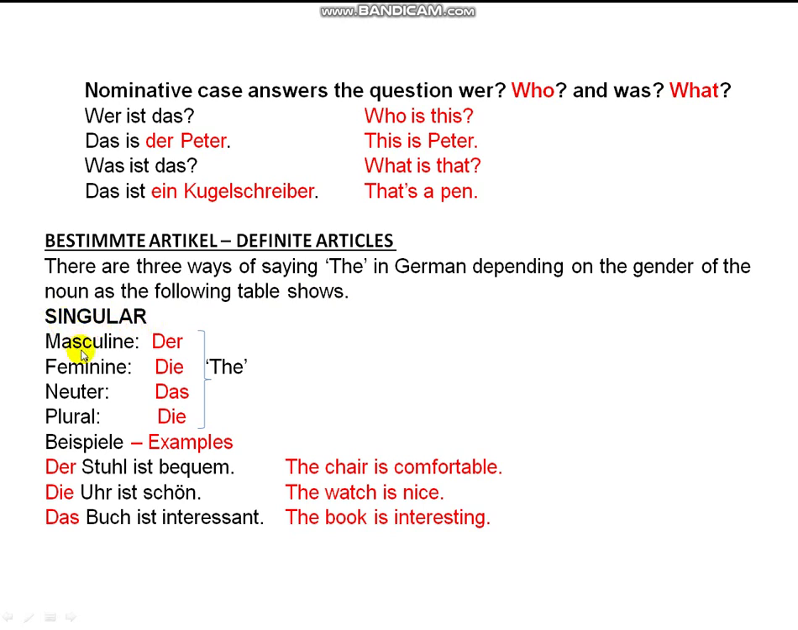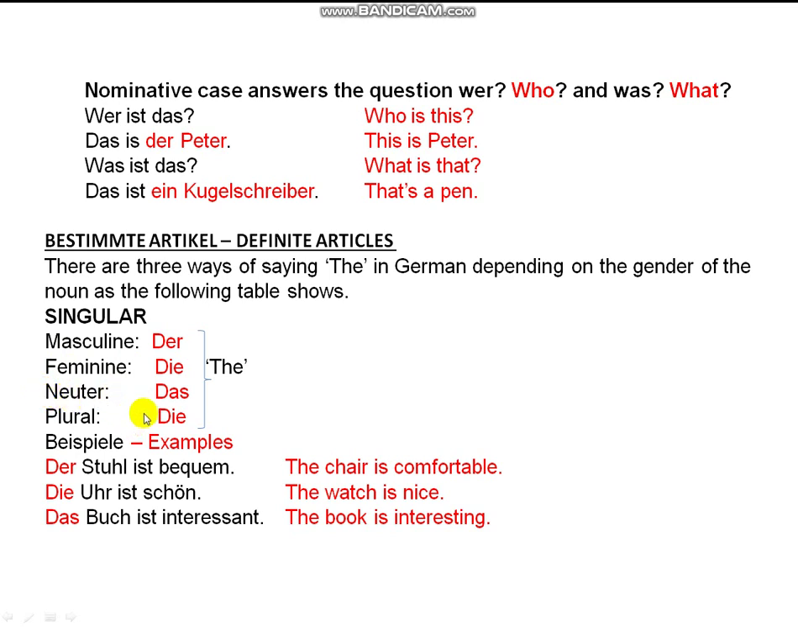Singular, masculine, the in German is der. Feminine, the is die. Neuter, the will be das. And the plural will be die, just like feminine. So these are the ways that you say the in German. Why? Because German nouns can either be masculine, feminine, or neuter.